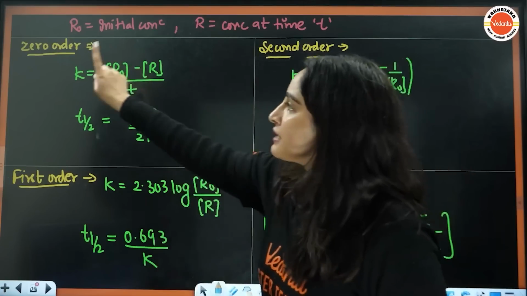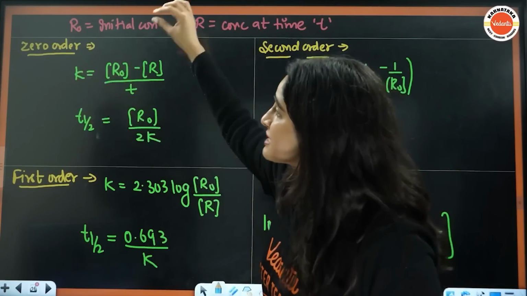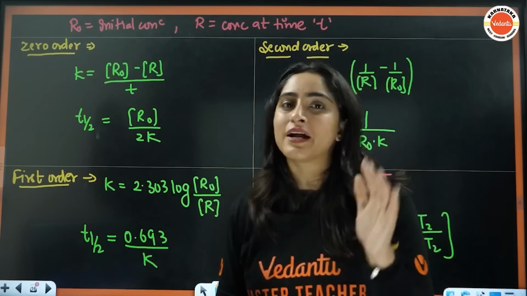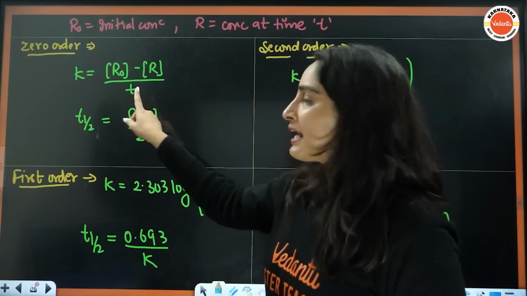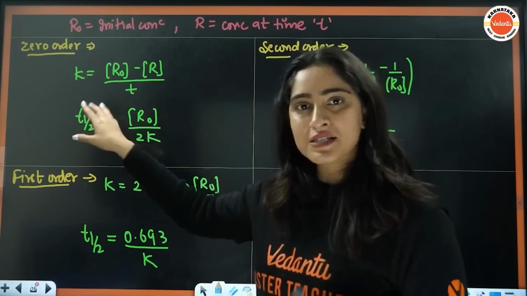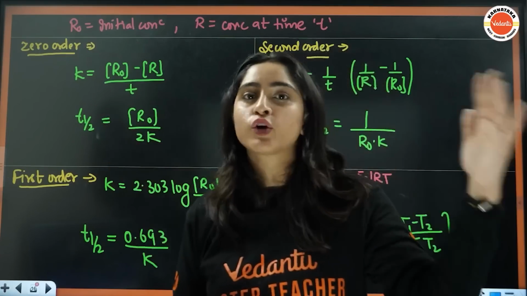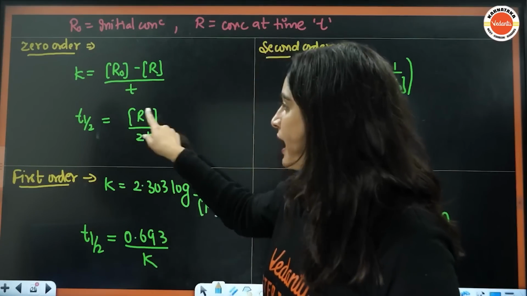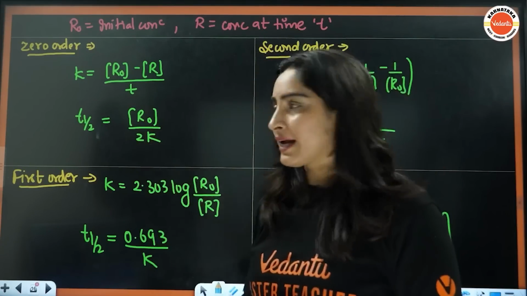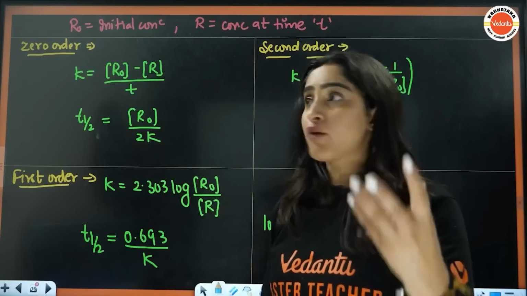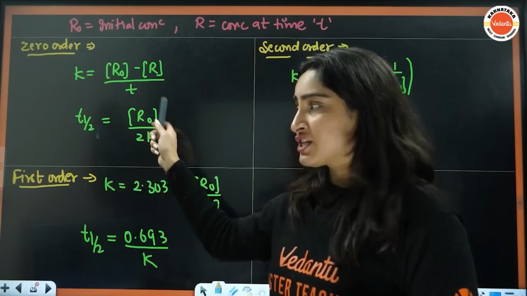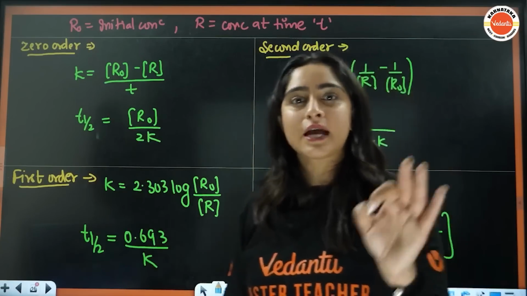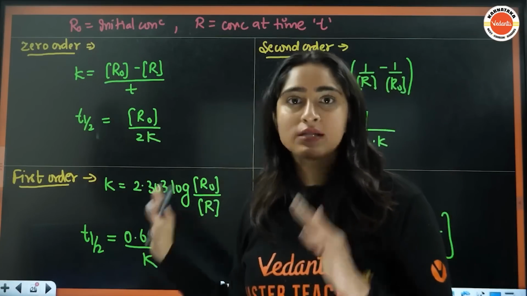For zero order reaction, K represents the rate constant, R naught represents the initial concentration, and R represents the concentration at time T. T half is the half time, that means when half of the concentration is consumed and half is left. For that, t half is R naught by 2K. They can also directly ask you that the half-life of a zero order reaction directly depends on the initial concentration, whereas for a first order reaction it does not depend on the initial concentration. These types of questions can also be asked directly from this chapter.